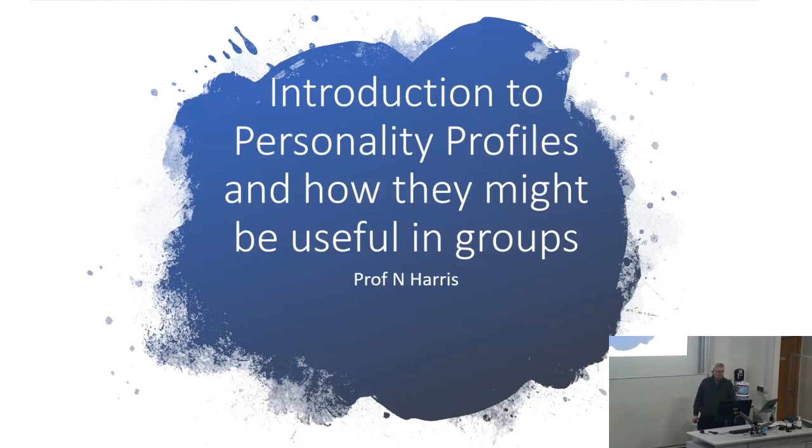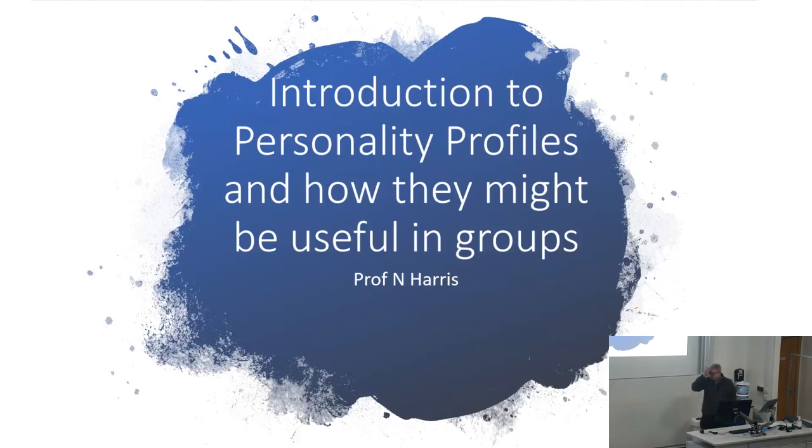Right, so introduction to personality profiles and how they might be useful in groups. So this is a bit of an insight, hopefully, into how people think, and therefore how you might consider how they think, and then how you might be able to present what you want to say in maybe a slightly different way to get their buy-in.